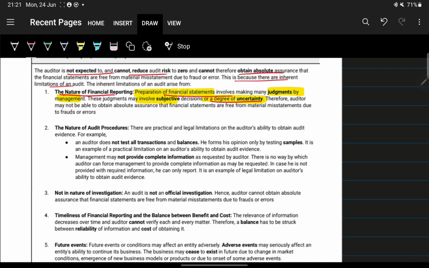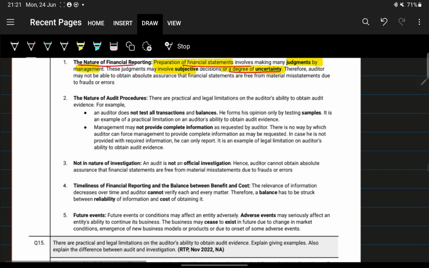Next, auditor may not be able to obtain absolute assurance. Okay, fine. Next, nature of audit procedures. As soon as I say audit procedures, what are the two words that are supposed to come into your head? Practical and legal limitations on the auditor's ability to obtain audit evidence. Auditor does not test all the transactions, does not check all the balances, because it is not practical to check all the balances. That's what we discussed, right? Management may not provide complete information, or may provide fabricated documents, or might enter into related party transactions also.